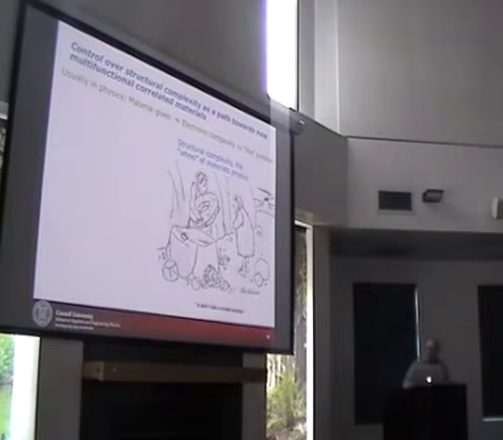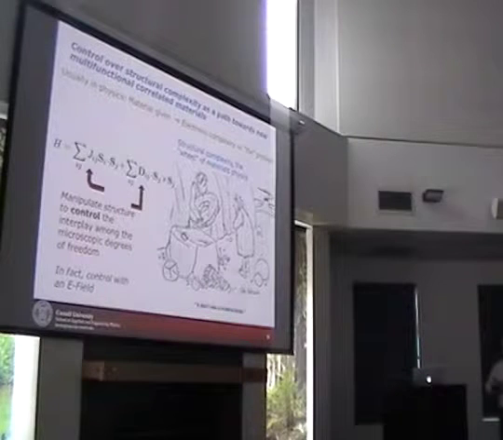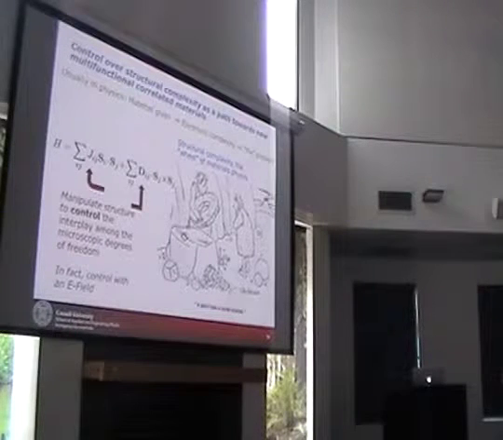What I'm going to show you today is how we can manipulate the structure, put the atoms where we want to control the interplay of microscopic degrees of freedom. But what I'm really going to do is to start with a Hamiltonian that looks something like this.